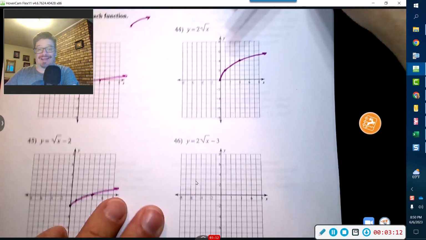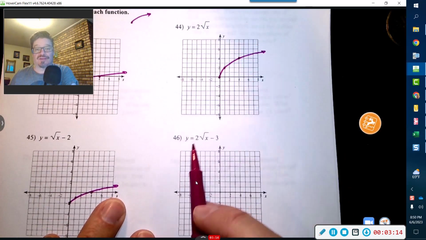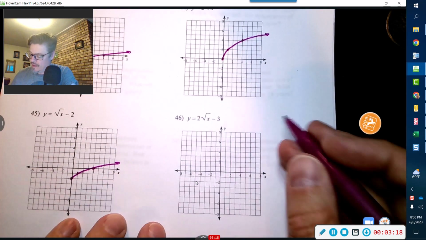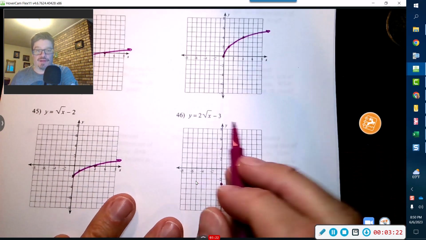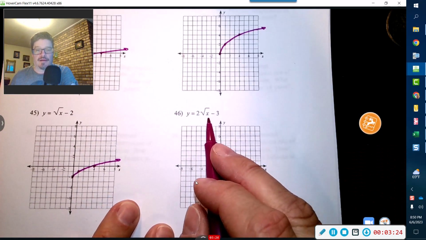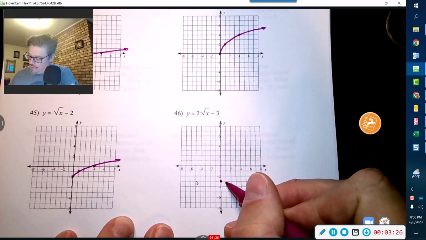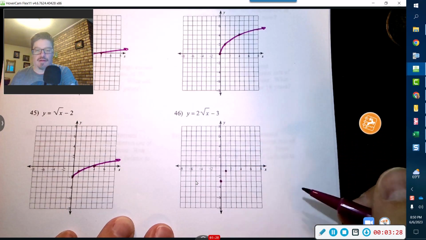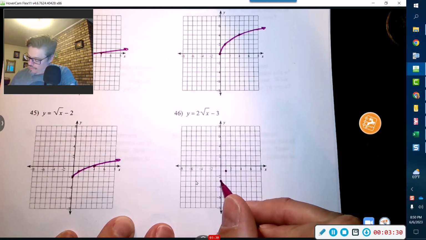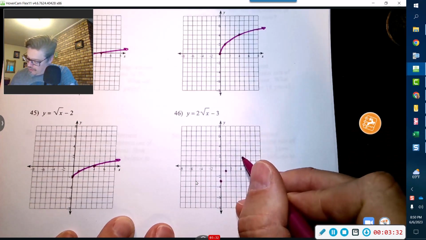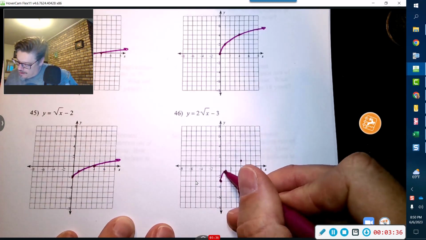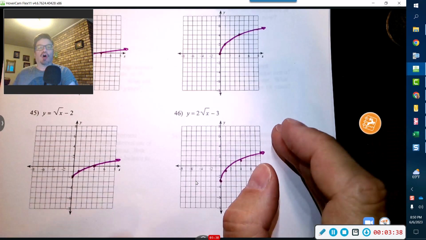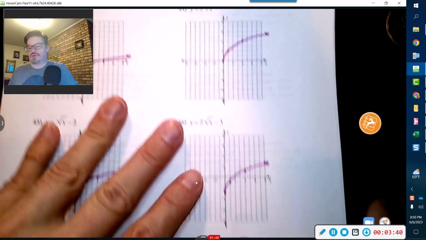Now we're going to take that basic shape and drop it 3. So it's still a multiplier of 2, and we're going to drop it to 3 here. No right or left movement, because there's nothing on the inside of the square root. Then we're going to go over 1, but double the output. Move over 4, but double the output. Let me be careful here: 1, 2, 3, 4. But you should always get some kind of hook shape when you are graphing square roots.